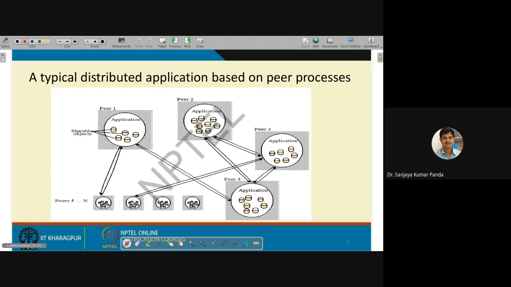But see this one here. What happened? We have different peers. This is peer 1, peer 2, peer 3, peer 4, peer 5, peer 6, peer 7, like that up to peer n. These peers are connected to each other in some way. There may be a direct link or an indirect link. Here you can see peer 1 and peer 2 are not connected. There is no direct connection between peer 1 and peer 2. But peer 1 is connected to peer 4, and peer 4 is connected to peer 2, right? Similarly, peer 2 is connected to peer 3, and peer 3 is connected to peer 4. Somehow they are connected to each other.